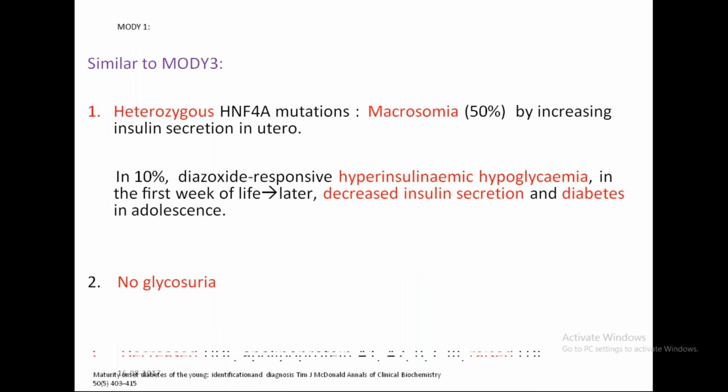And if you come across type 1, it's nothing similar to that of 3. That is HNF1 alpha, and here it is HNF4 alpha. And you get macrosomia by increasing the insulin secretion in utero. And there is no glycosuria usually, and there is decreased HDL, apolipoprotein A1, A2, B, C3, and raised LDL is present. LDL is nothing but which is representing cholesterol.